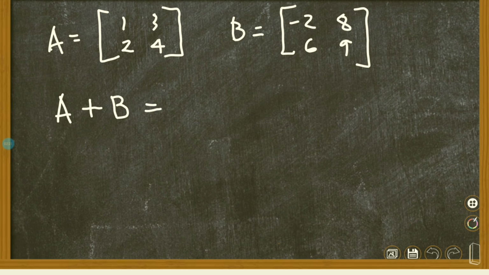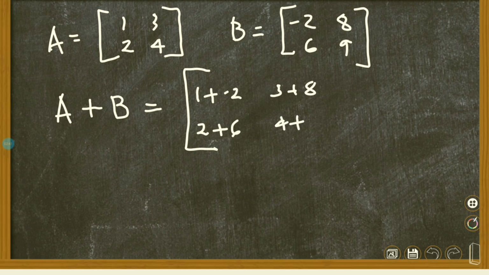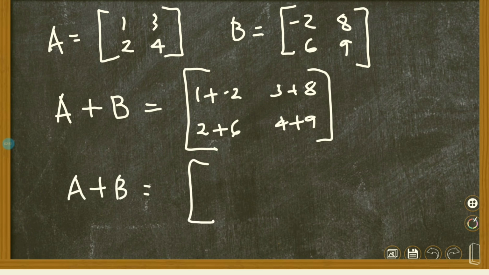To find the sum of these two matrices, the first element in the first row and first column, we just have to add them. So 1 plus negative 2, 2 plus 6, 3 plus 8, 4 plus 9. So your matrix A plus B is: 1 plus negative 2 is negative 1, 3 plus 8 is 11, 2 plus 6 is 8, and 4 plus 9 is 13. That's how simple adding matrices is.